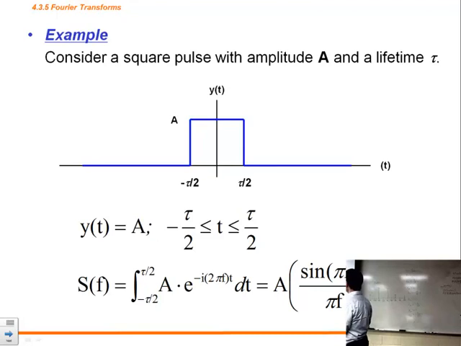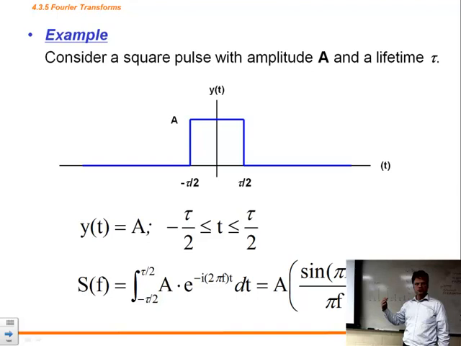So here's a square pulse with amplitude A and a lifetime of tau. So tau is now the duration of the pulse. So here's the signal as a function of time. It's 0. There's no signal at all up until minus tau over 2, where the signal jumps up to some constant A, the amplitude. And then it jumps back to 0 at plus tau over 2 and stays 0 beyond that. So tau is a parameter. It tells you the duration of the pulse, how long the pulse is lasting. And A tells you the amplitude.